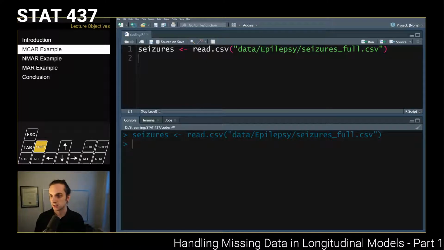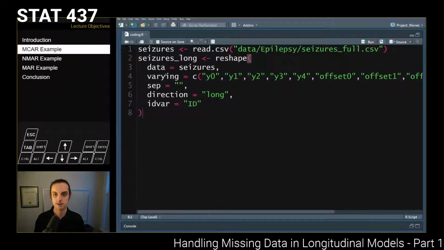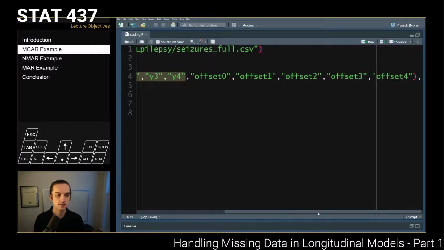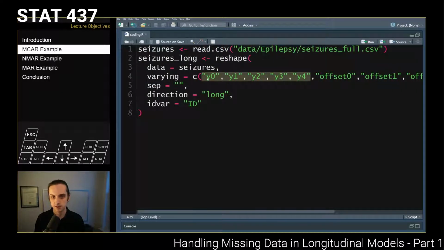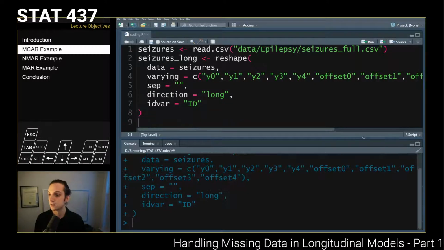And so in particular, I'm going to copy in this code that's going to do our reshaping for us, right? So we're going to create the long data set. As a reminder, we have the different Y outcomes, which are counts of the number of seizures that occur during each week. And then we have the offsets, and the offsets are just the length of time for each of those weeks. And so we want to reshape this to be the long data frame.